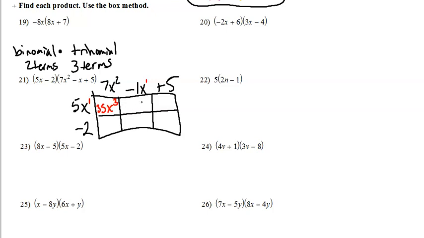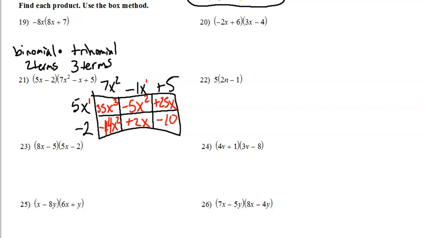And then let's find the area of the second box. 5 times negative 1 is a minus 5. x times x is x to 1 plus 1, which is x squared. Find the area of the next box. 5x times 5 is a plus 25x. Let's find the area of the next box in the second row, first column. Negative 2 times 7x squared is a negative 14x squared. Negative 2 times negative 1x is a plus 2x. And then negative 2 times 5 is a minus 10.